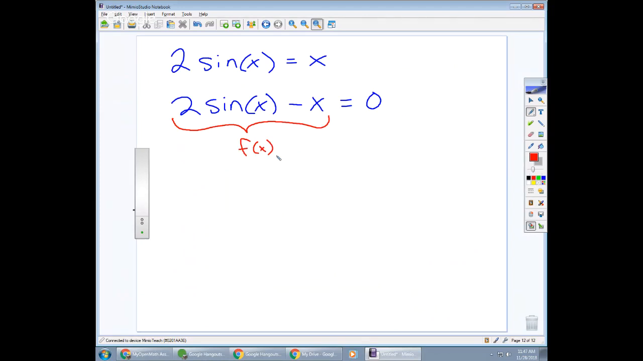Newton's method is for finding zeros of functions, so you have to get a 0, then see what your function is. Next, we need f prime of x, which would just be twice the cosine of x minus 1. And just keep in mind, there is no algebraic way to solve this equation.